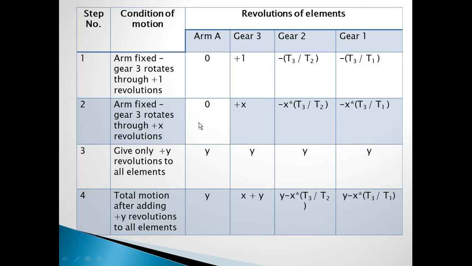This addition of row number 2 and 3 will give me the total motion for all the elements, and that will be equal to 0 plus y for the arm, x plus y for gear 3, y minus x T3 by T2 for gear 2, and y minus x T3 by T1 for gear 1. This fourth row represents the speed of the respective element. That is for arm A, it's y. For gear 3, x plus y. For gear 2, y minus x T3 by T2, and for gear 1, y minus x T3 by T1 for any condition.